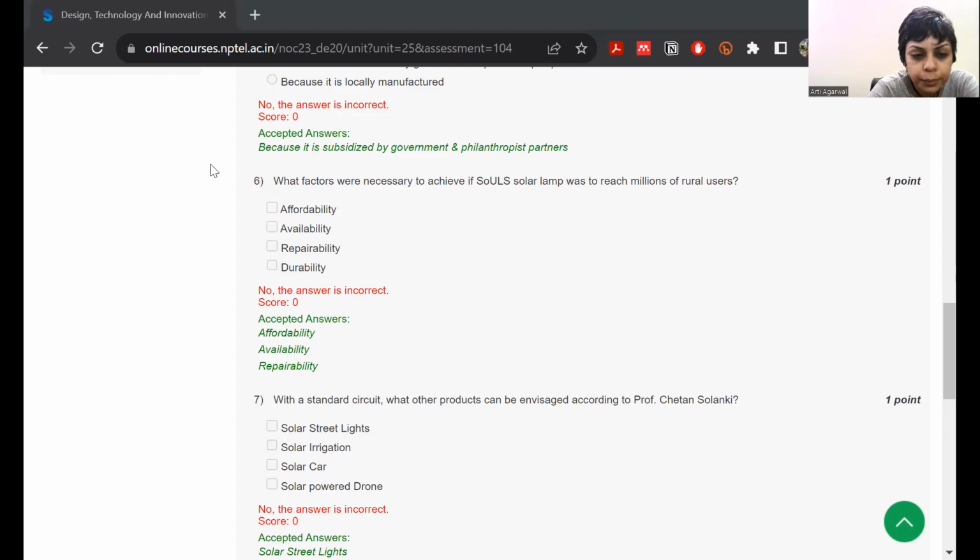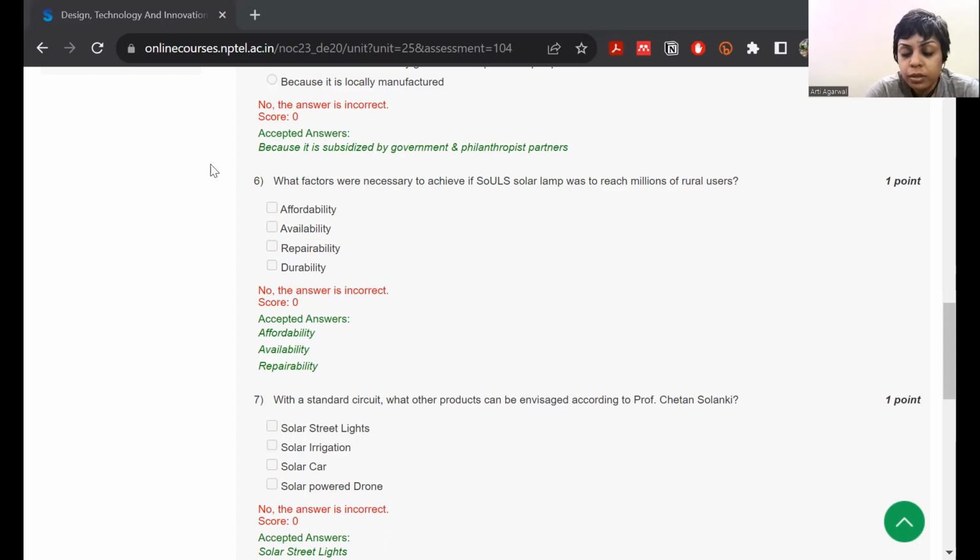So the answer is already on the screen. The affordability, availability, and repairability were extremely important. Because durability was important, but even if the product is not that durable, like you find there's a fault after 3 months or 5 months, maybe some part needs to be replaced or needs a little bit of repair. The problem is that even if it stops working after 5 months or 4 months or whatever, it can still be repaired. So the reason it was successful was because it could always be repaired.